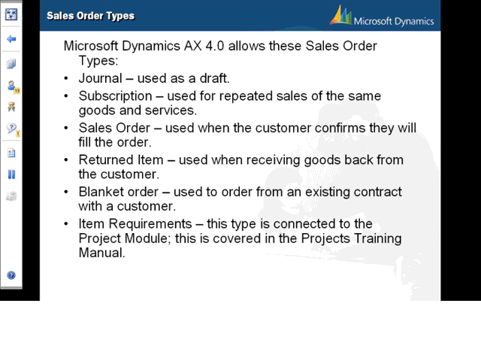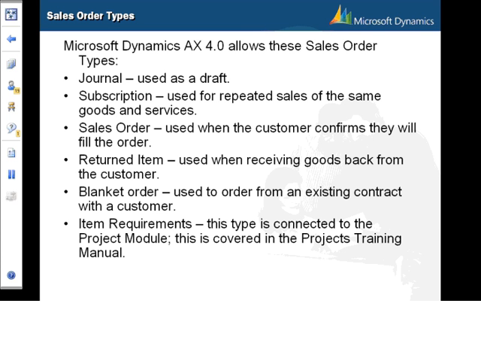Return item type. This kind of sales order is used when receiving goods back from a customer. A return item number is required for this kind of order and can automatically be assigned by Microsoft Dynamics AX using number sequences or set up manually. The returned items topic will be discussed more in the Trade and Logistics 2 course.